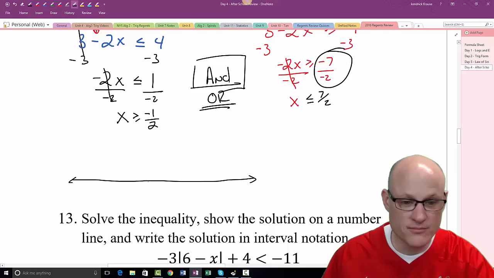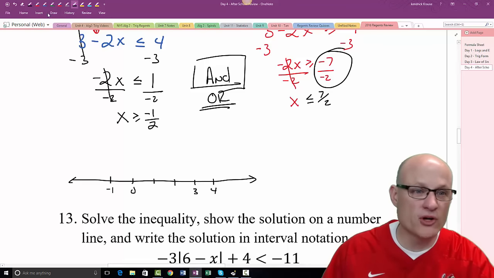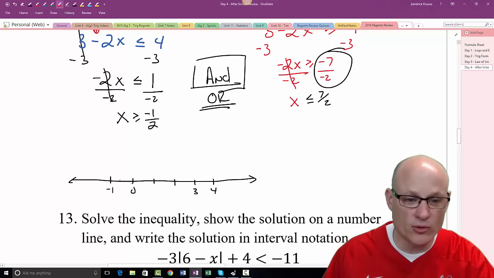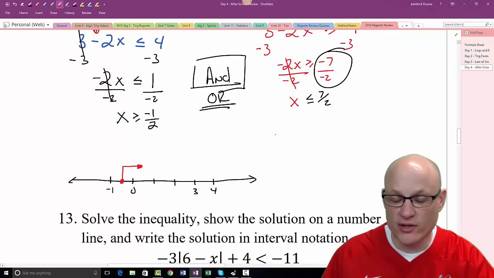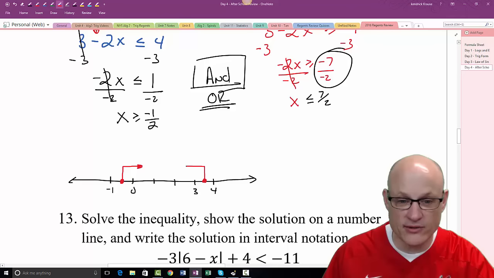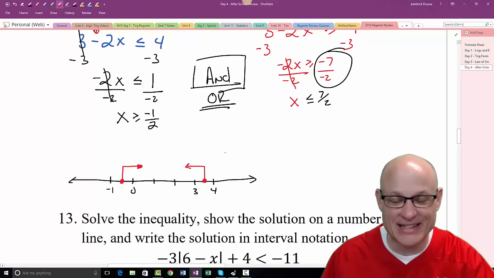So there's 0. 7 over 2 is 3.5. 1, 2, 3, 4. So there's 3, there's 4. And then negative 1/2 would be down here somewhere. This one says a closed circle at negative 1/2, and I'm going in the greater than direction. This one says a closed circle at 3.5 or 7/2, and I'm going less than. Notice that I'm connecting the dots.